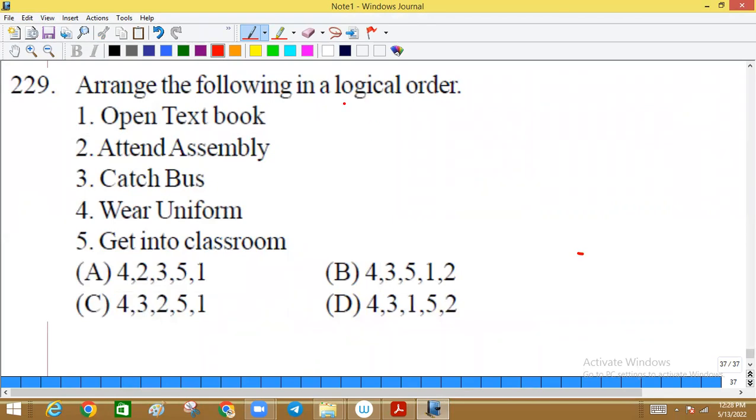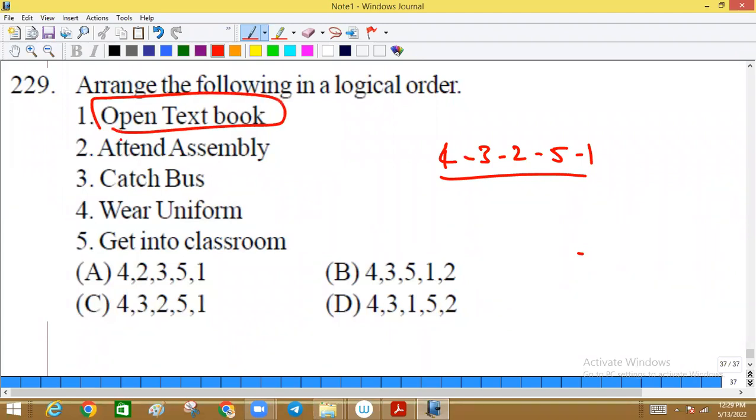Open textbook, attend assembly, catch bus, wear uniform, get into classroom. So first you start with wearing uniform. After wearing uniform, catching the bus. After the bus is caught, attend assembly, or first you go to classroom. Attend assembly, then go to the classroom and then open the textbook. Okay. If that is on the exam day, first open the textbook.